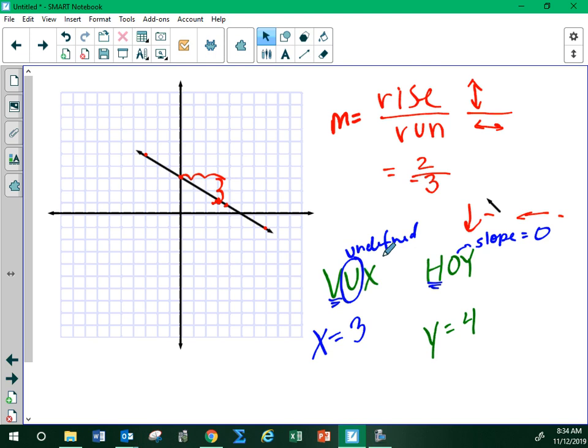So just go and clear off your desks. Keep your calculators out in case you need those. We'll do our mini quiz and then we'll transition to some practice with graphing.